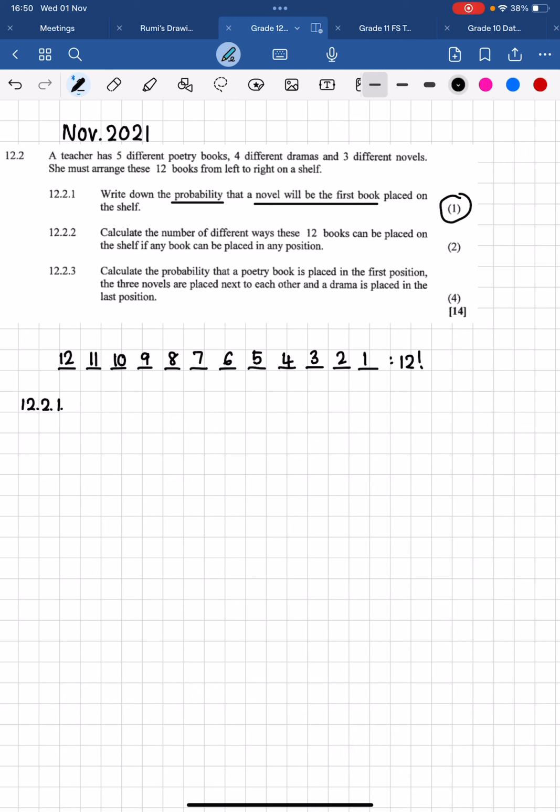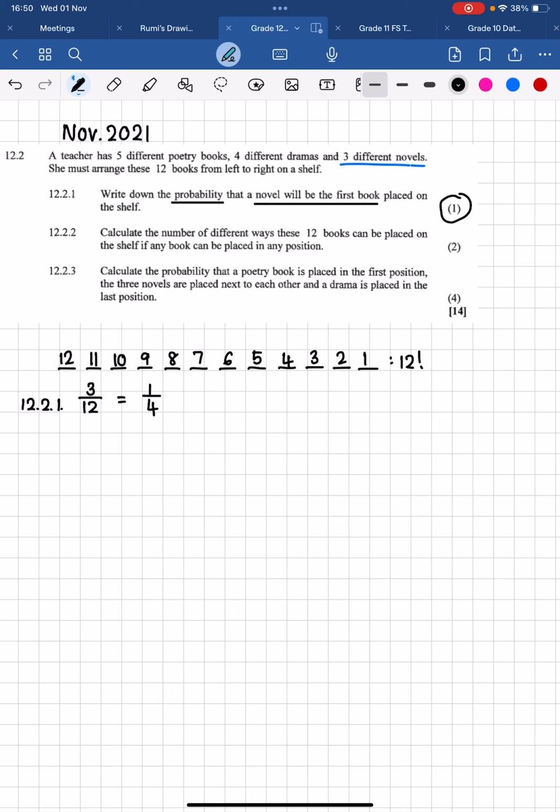There are 12 books. How many novels are there? What did they say in the question? 3 different novels. Exactly, John. So the answer to this is going to be 3 over 12. A quarter is the answer. Yes, exactly. Guys, sometimes probability also makes sense. Now for this one, I'm not going to say 3 over 12 factorial, because you could do that in a different way as well. But you're going to say 3 over 12.